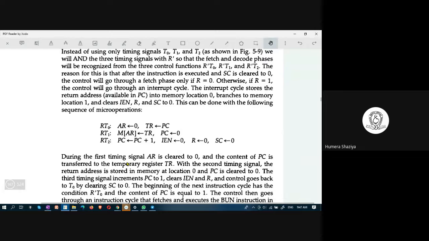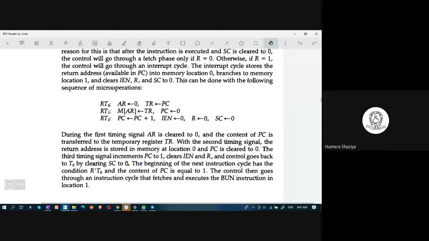And in the next time unit, PC is incremented, PC equals PC plus 1, and IEN is cleared to 0, R is cleared to 0, and SC is cleared to 0. When the IO program gets executed, everything is cleared.